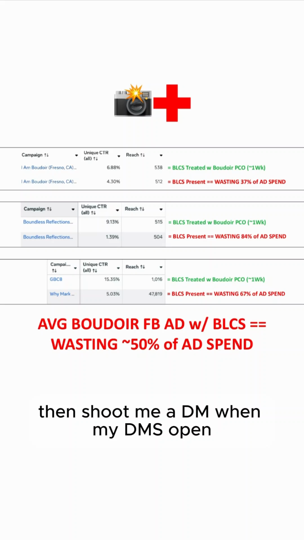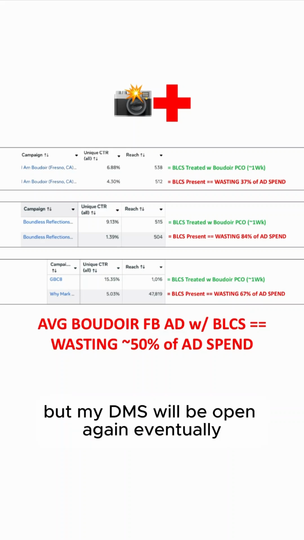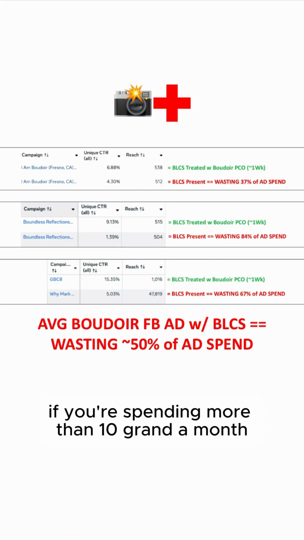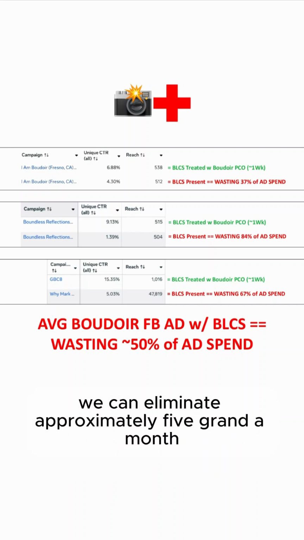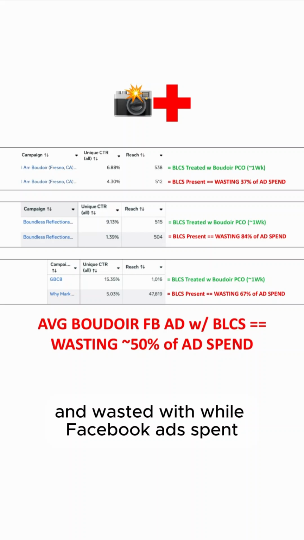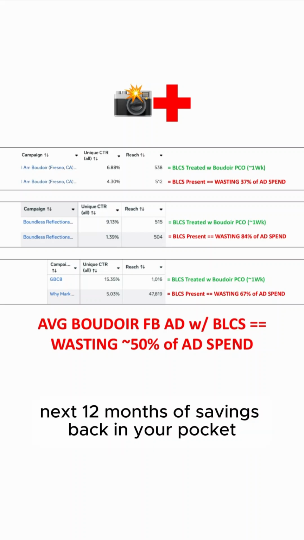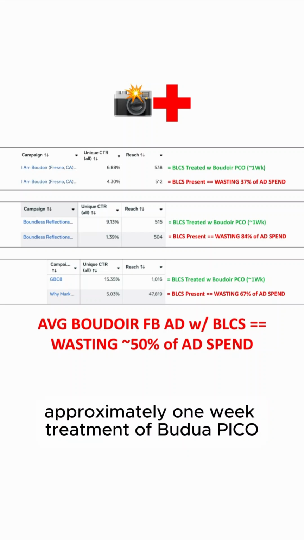Then shoot me a DM when my DMs open, when I open for new patient intake. My DMs are closed right now, but they will be open again eventually. And on average, if you're spending more than 10 grand a month, we can eliminate approximately 5 grand a month in wasted Boudoir Facebook ad spend. That'd be approximately 60 grand a year, in the next 12 months of savings back in your pocket, for simply approximately 1 week of treatment with Boudoir Pico.